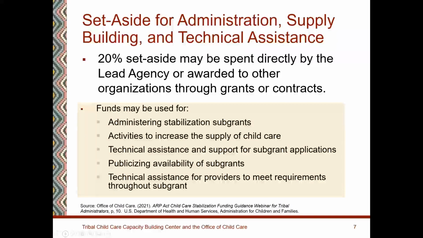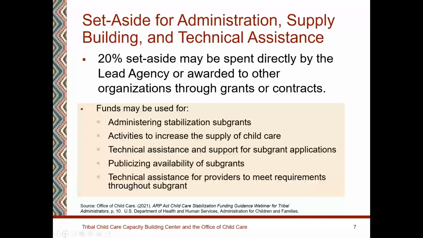Next, we're going to talk about the set aside for the administration, supply building, and technical assistance. And please note that this set aside that we're referring to is not related to set aside related to construction. I just wanted to clarify that for you. And so tribal grantees may set aside up to 20% of the stabilization award for, as previously mentioned, administration, activities to support supply building, as well as technical assistance.